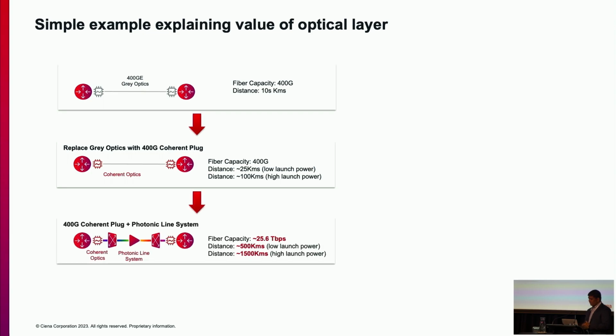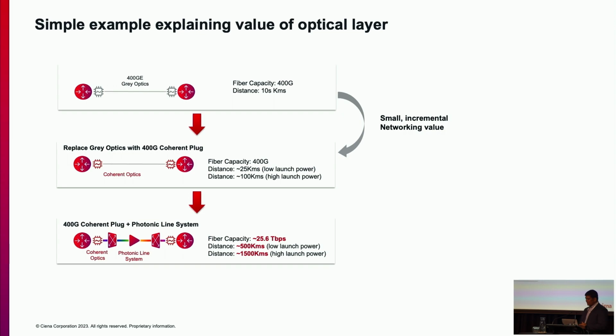Taking one step ahead, let's add the photonic line system to it, which comprises multiplexers, demultiplexers, ROADMs, and amplifiers. The total capacity we now see on the network is multifold. We go from 400 gig all the way to 25 to 30 terabit of capacity. And the distance it can travel is around 500 to 1,500 kilometers, again based on the type of coherent plugs that you use on your router.